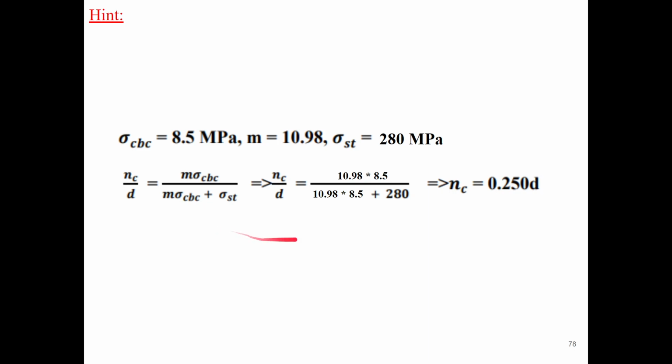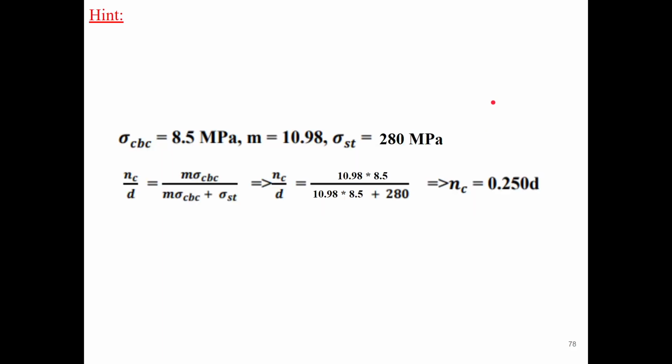So as per the working stress method, this is from the balance section. We can find out the nc by d value using the critical condition. So sigma cbc is 8.5 megapascal and sigma st is 280 megapascal.